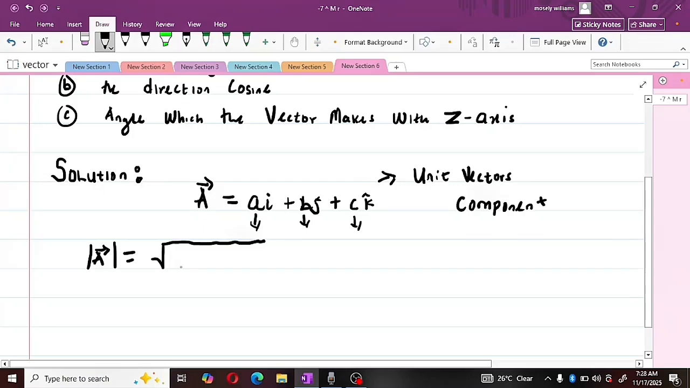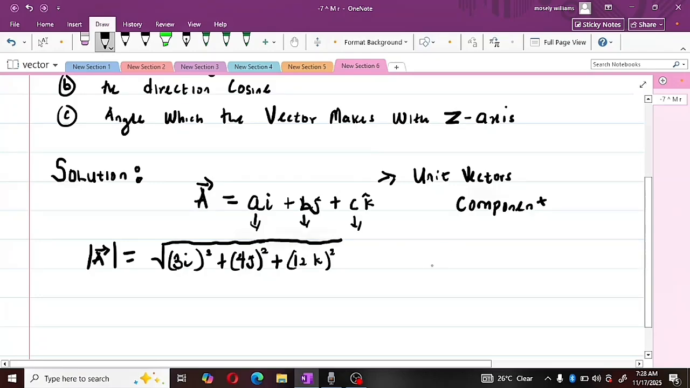of what are the given values? We have 3i plus 4j plus 12k, right? So it means we'll be having 3i all squared plus 4j all squared plus 12k all squared. It's as simple as that.